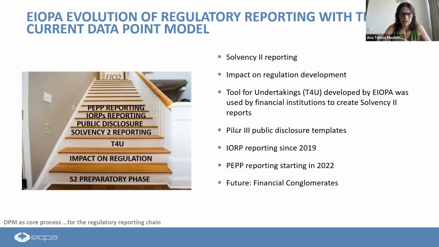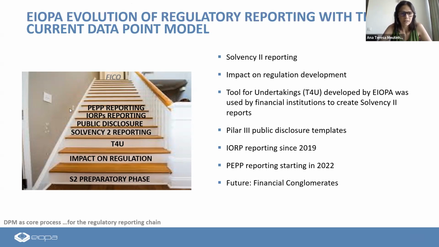As I said, it was not an easy and straightforward path. Another discussion that we had at the time was, should we have public disclosure templates? These are templates that would not be reported to supervisors but would be publicly disclosed. Should they be part of this big taxonomy package? And also, should we model these templates? In the end, of course, we included them.